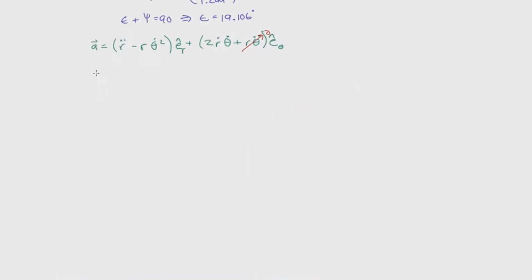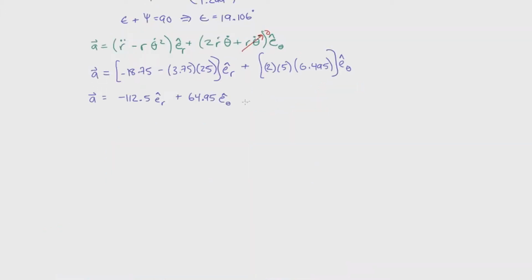So I'm going to plug in the values. So this is the acceleration vector. After plugging in all those values, this is the acceleration vector when theta equals 120 degrees. So at the instant when theta equals 120 degrees, the acceleration is defined by this vector.